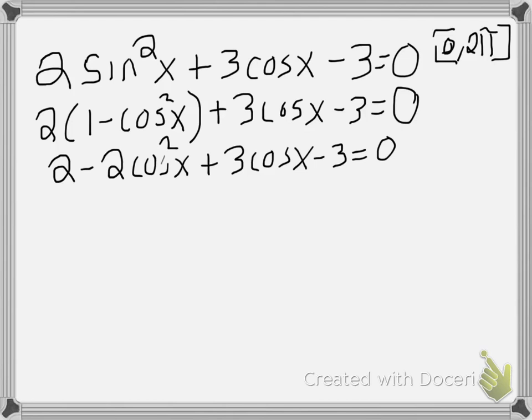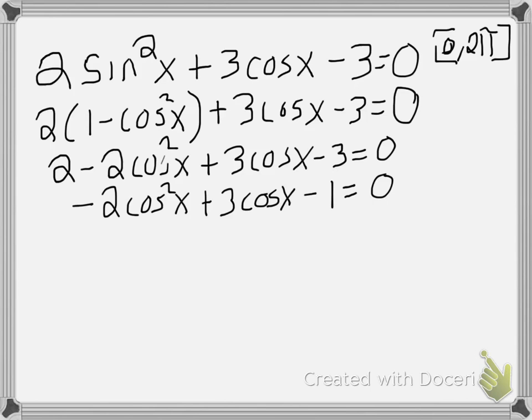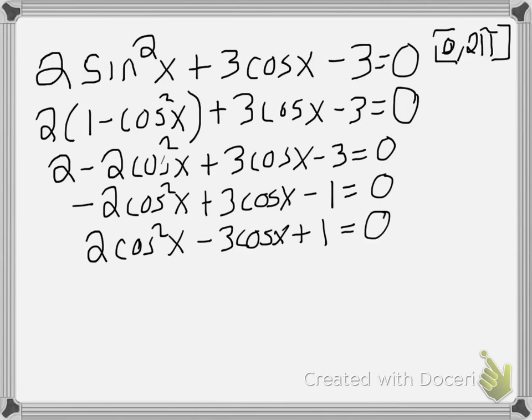Okay. So let's do a little bit more math. We got negative 2 cosine squared of x plus 3 cosine of x minus 1 equals 0. I don't like this negative in front, so I'm going to multiply everything by negative 1. So I have 2 cosine squared of x minus 3 cosine of x plus 1 still equals 0. All right, now let's factor it.